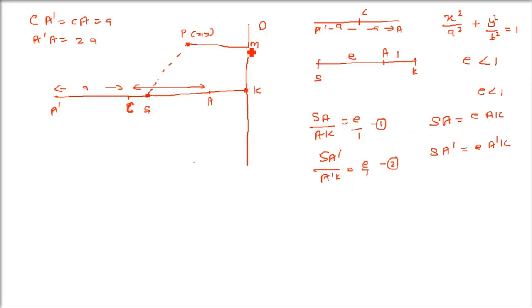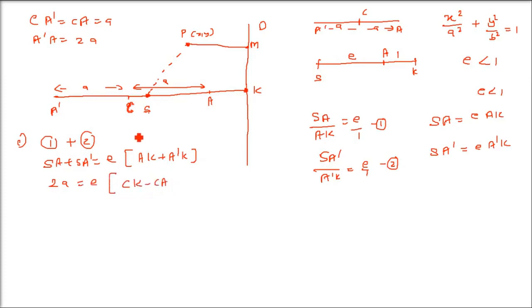So we are interested in finding out this point K, and we are going to find out the point S. Then we will use the definition. So first equation and equation 2, SA and SA dash, I am adding them. SA plus SA dash is going to be, let us take e common, e times AK plus A dash K. Now this SA plus SA dash, I told you if you take A dash S and go up to SA, it will be a plus a, that will be 2a only from the figure construction. 2a is e times. Now how about AK? AK we can write as CK minus CA.